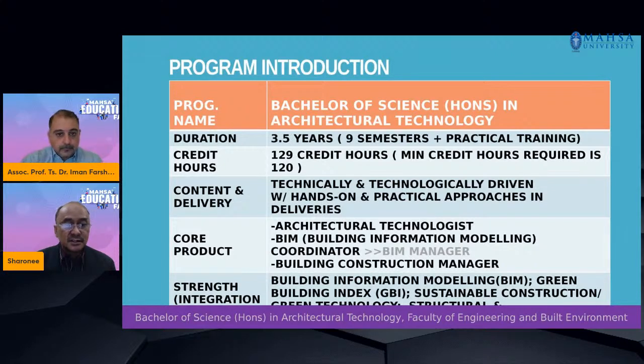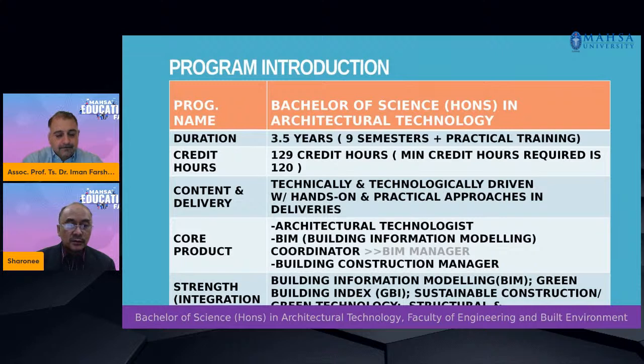Basically, the duration is 3.5 years because we have 9 semesters including practical training. That's why it's a bit longer, but we know this practical training is critical for this kind of program. And then we have 129 credit hours. Of course, we comply with the minimum required credit hours by MQA and the board.